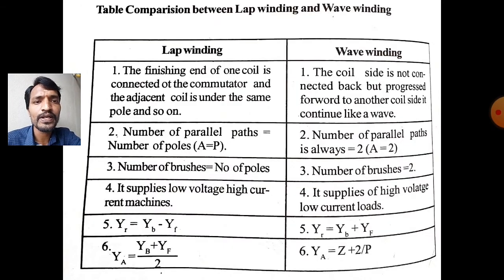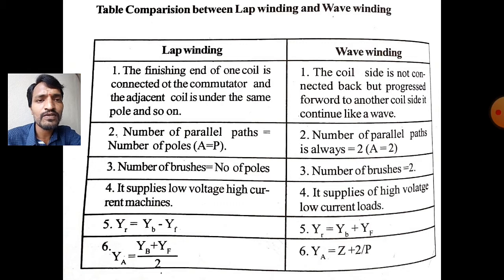Here is a comparison between lap winding and wave winding. First, lap winding. The finishing end of one coil is connected to the commutator segment, and the adjacent coil, the nearby coil, is under the same pole. The starting conductor is connected to the same pole as the first conductor, and likewise the winding is wound.